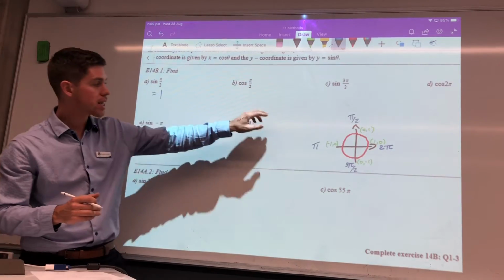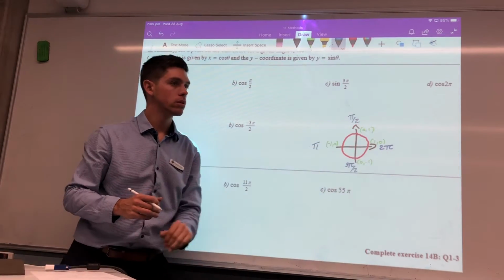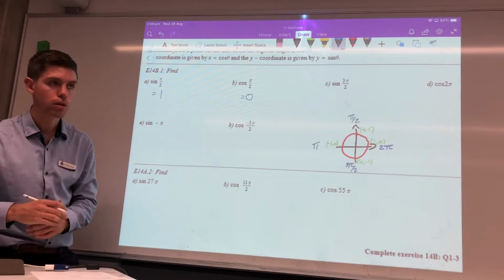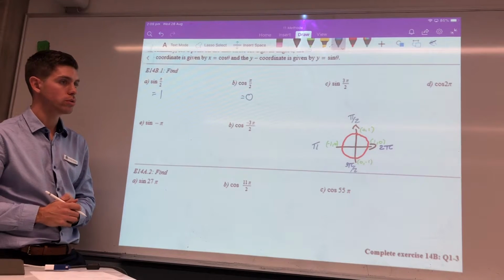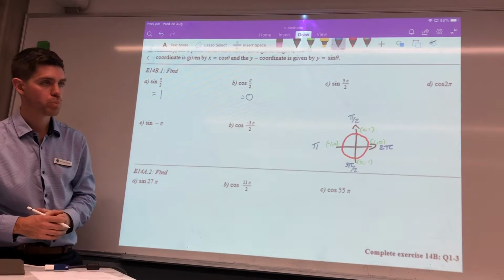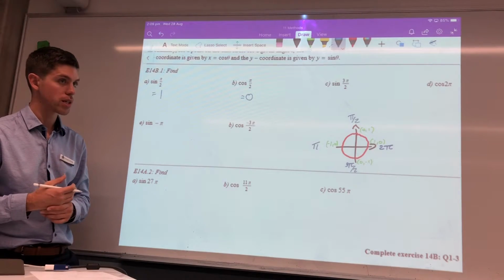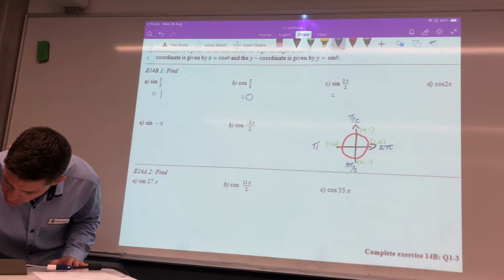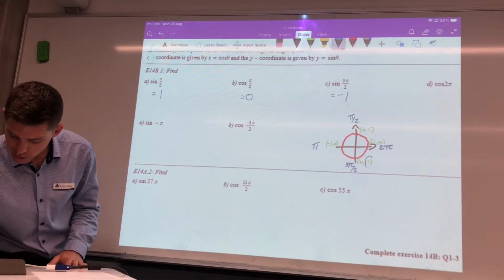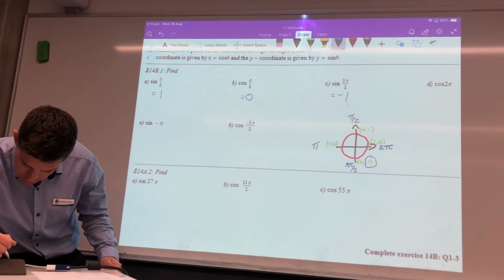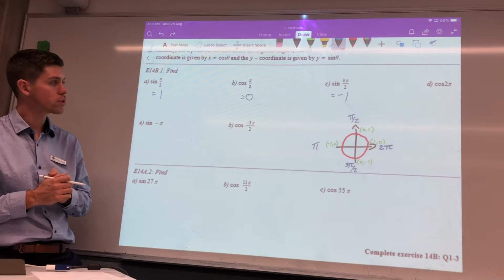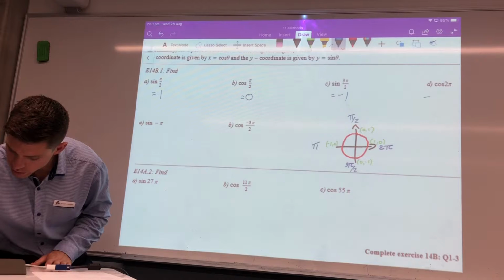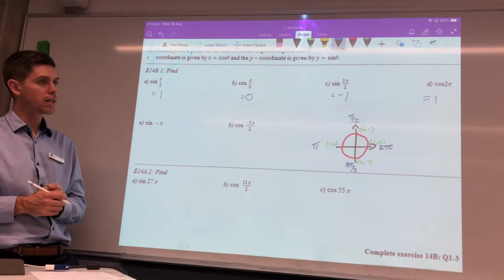Cos pi on 2. So at that same angle, what is the x coordinate? 0. Sine of 3 pi on 2. So -1. We're asking for the y coordinate at an angle of 3 pi on 2, or 270 degrees. -1, which is from down here. Cos of 2 pi. 1. Very good. Sine of -pi.